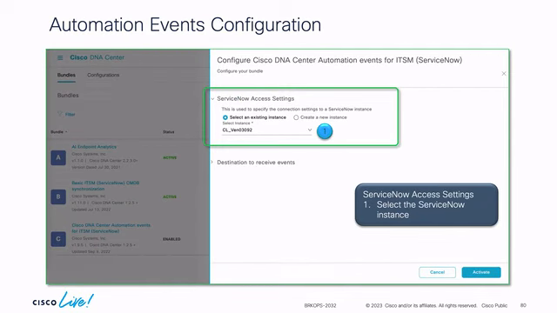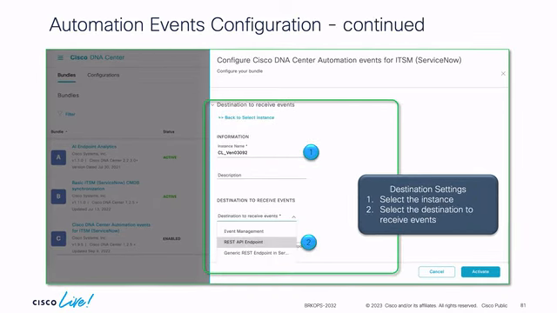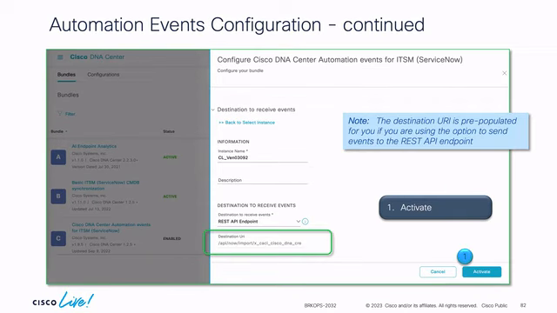You are already familiar with the access settings. I'm going to define which ServiceNow instance I want to use. The destination would be the default one, the REST API endpoint. That's the default for the Cisco DNA Center app. The URI is going to be, again, defined for me. I cannot actually change that API endpoint.